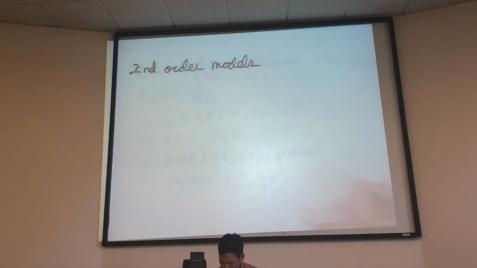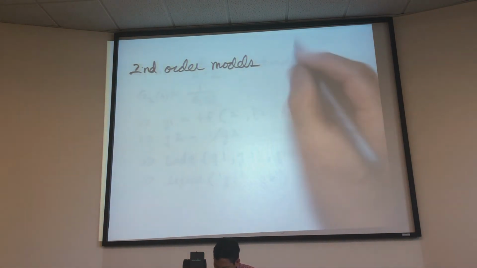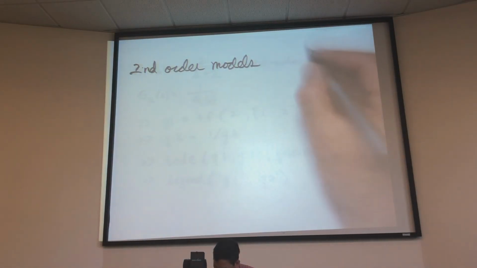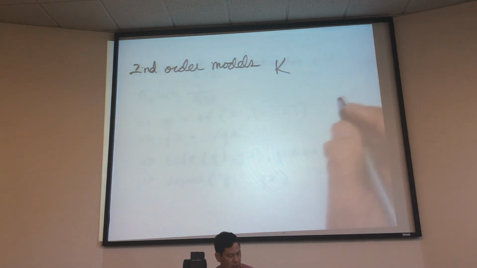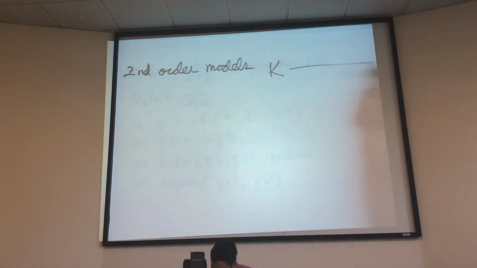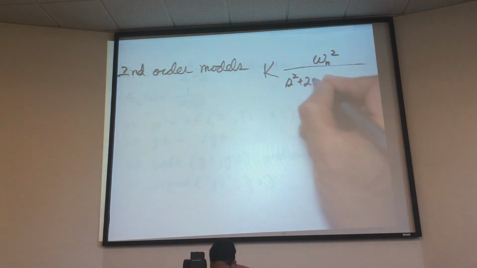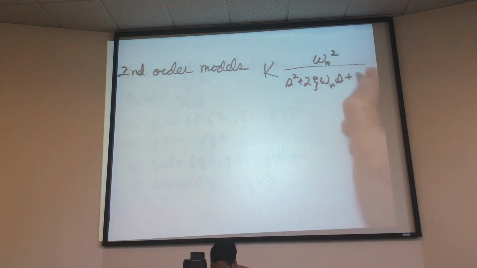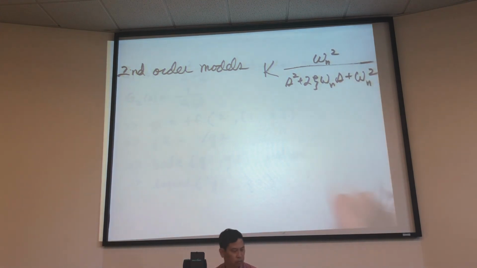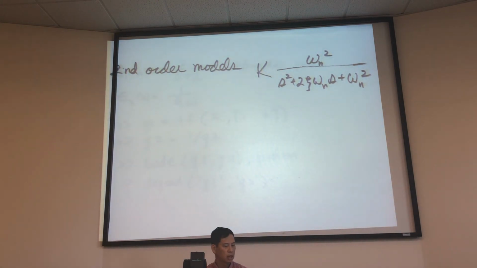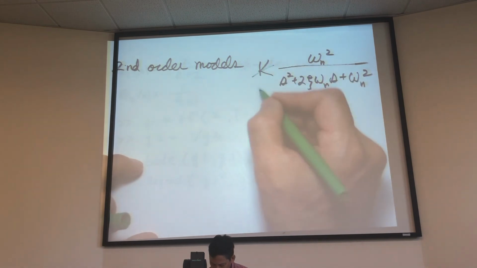Okay. We're going to do a second order model, and the second order model looks like this. Remember, when we were studying the time response, there was a gain k. In the numerator is omega n squared, and in the bottom is s squared plus 2 zeta omega n s plus omega n squared. Okay.